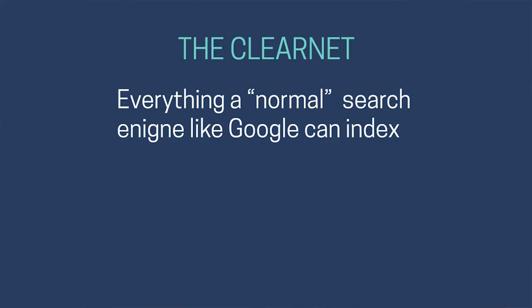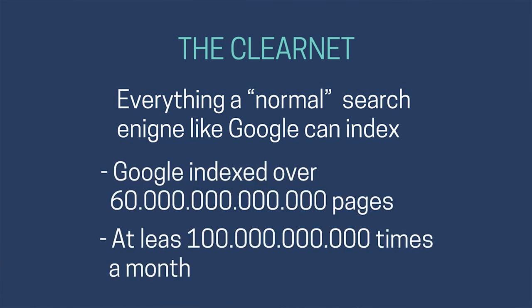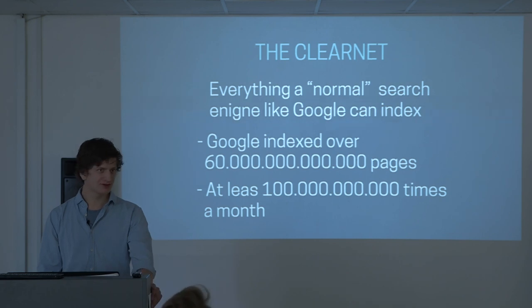So like I said, the clearnet is everything a normal search engine like Google can index. So how many pages does Google index? That many, I can't even pronounce the number right. Sixty trillion something. And it gets updated 100 billion trillion times a month. So it seems like Google already has a lot of information, right?